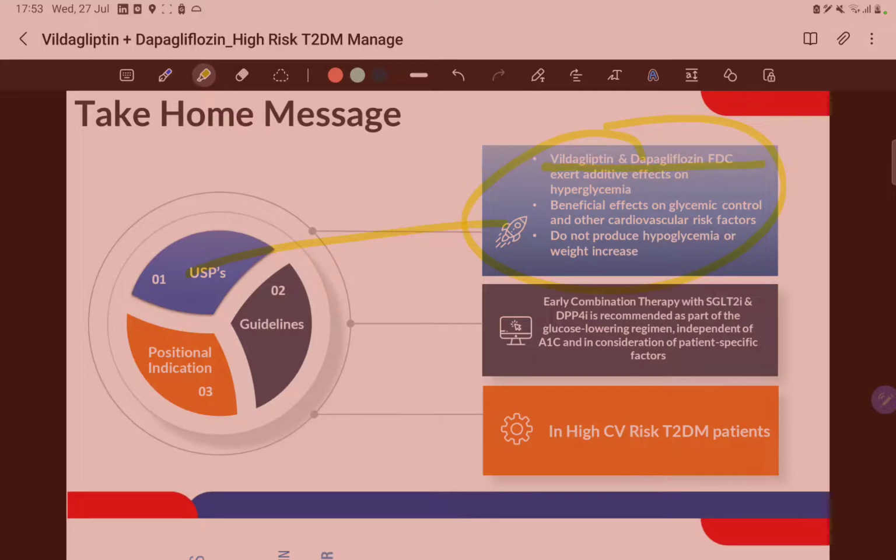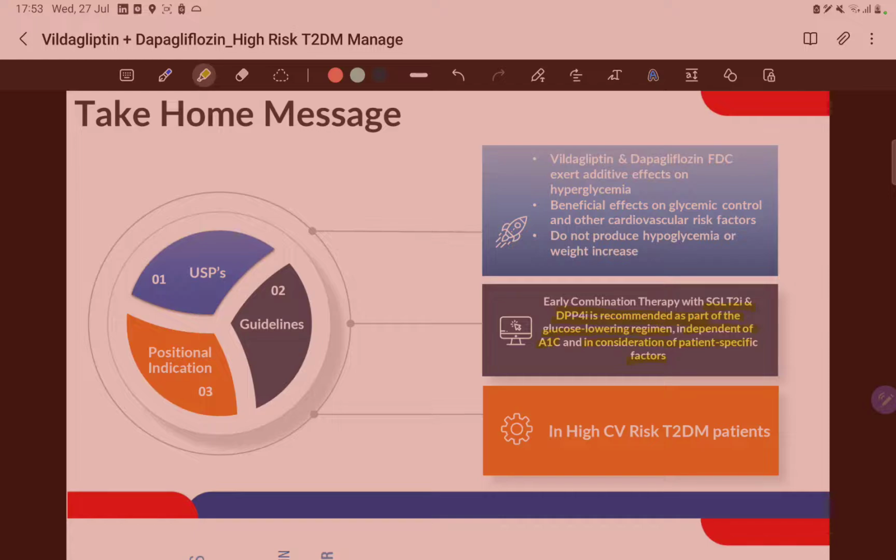Now the take home message, some points are very important. Vildagliptin and dapagliflozin fixed dose combination exerts additive effects on the hyperglycemia, and that we have seen in the mechanism of action. Beneficial effects on glycemic control and other cardiovascular risk factors are very important. They do not produce hypoglycemia or a weight increase, so they actually neutralize or decrease the weight, right? The guidelines say that early combination therapy with SGLT2 inhibitors and DPP4 inhibitors is recommended as part of the glucose lowering regimen, independent of A1C and consideration of patient specific factors, right?